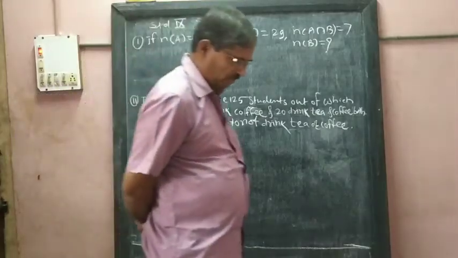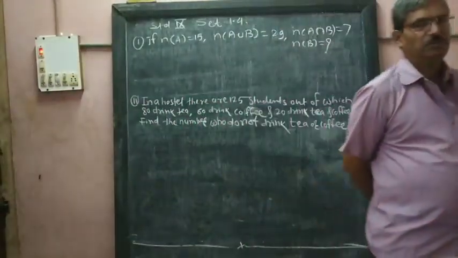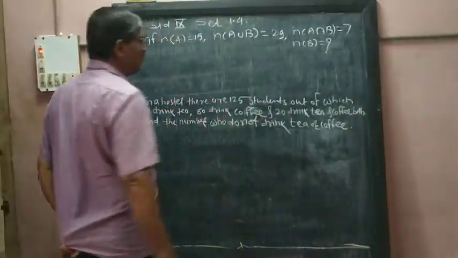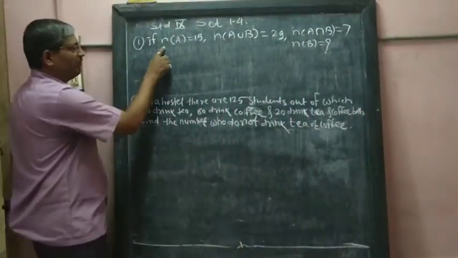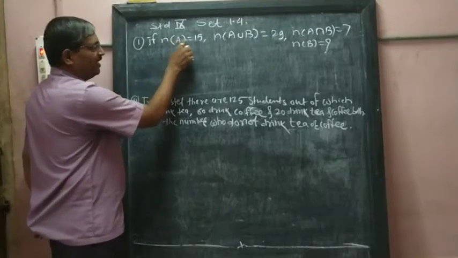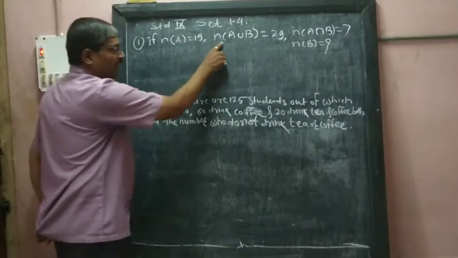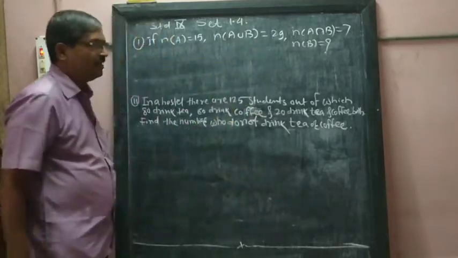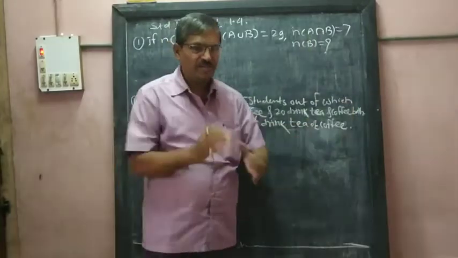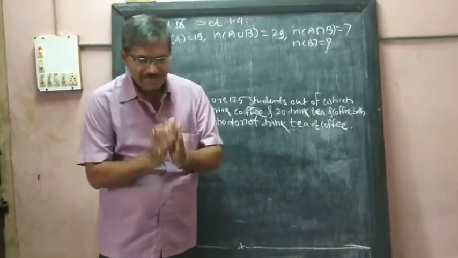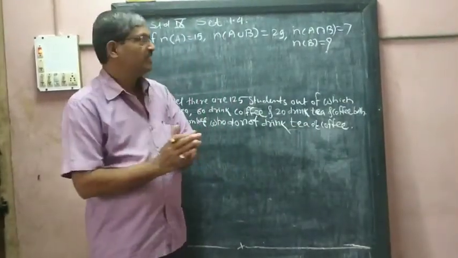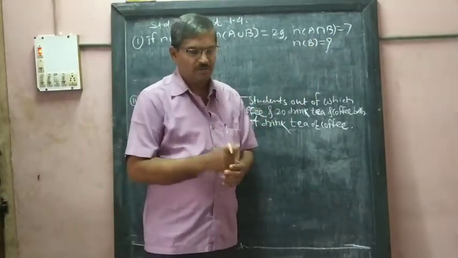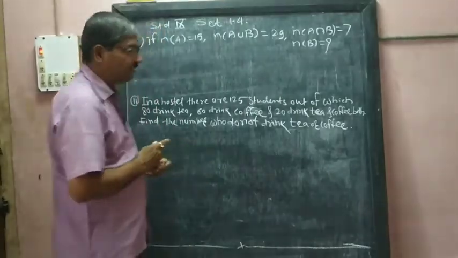Students, today we will enter into the new practice set 1.4. Here, the first question is written of 1.4. Look here, if the number of elements in set A is equal to 15, the number of elements in the union set of A and B is equal to 29, and the number of elements in the intersection set, meaning elements in both of these sets, is also given as 7. You have to calculate the number of elements in set B.